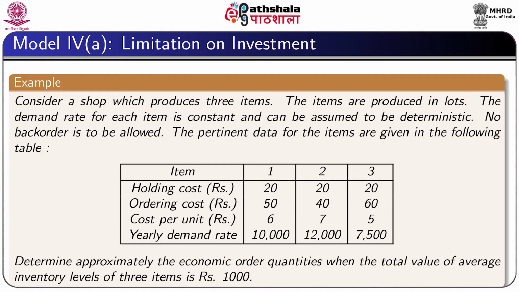There are 3 items 1, 2, 3, and holding costs for the 3 items are 20, 20 and 20. Ordering costs for the 3 items are 50, 40 and 60, cost per unit of the 3 items are 6, 7 and 5, and yearly demands are 10,000, 12,000, 7,500 respectively. We have to determine the economic order quantities when the total value of average inventory levels of the 3 items is rupees 1,000.